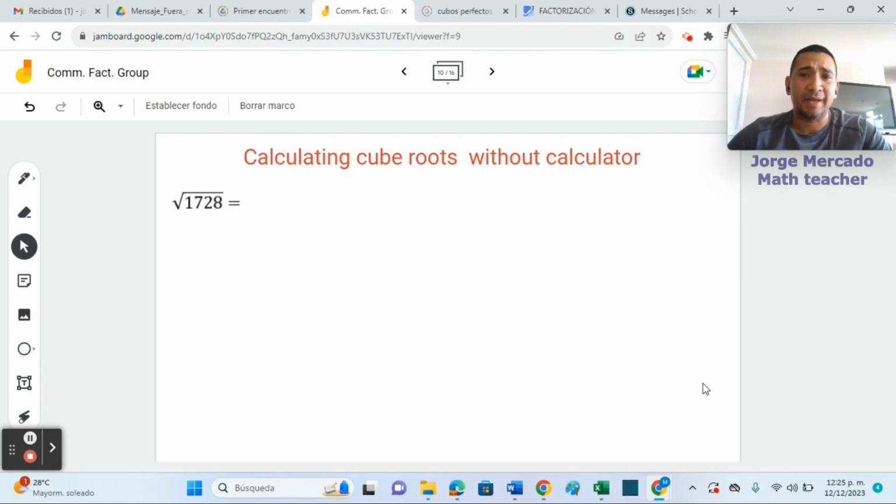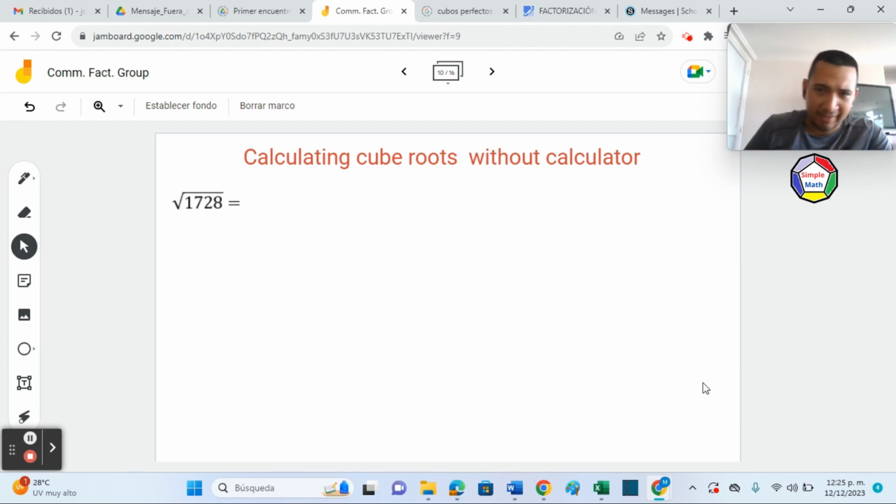In this video, we'll explain an exercise about calculating cube roots without a calculator. I'm going to teach you a technique. It's the same one as for square roots, the same idea, the same strategy. We will do prime factorization and then we will make groups of powers raised to the third power. Let's take a look at this example.